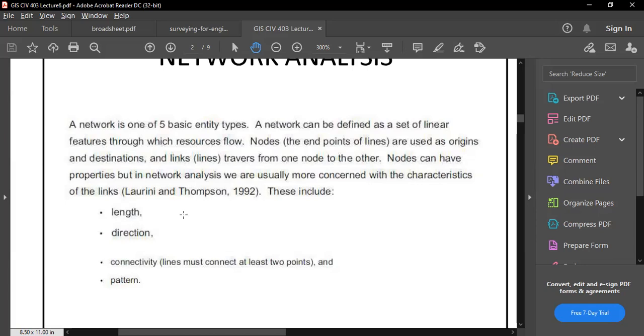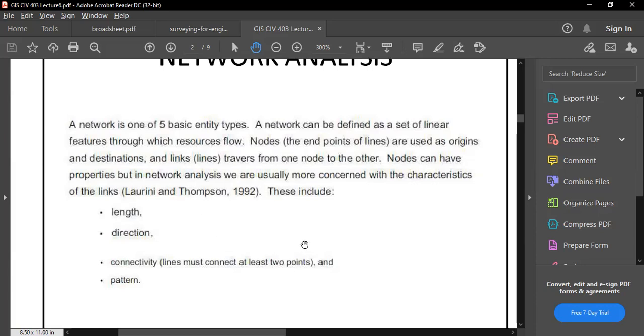So some of the attributes of the link, we already talked about speed restrictions and all that, but obviously basic length, the direction in which we can move. Are you okay? Connectivity. Are you okay? So lines must connect at least 2 points. I think we talked about that. And we can also look at patterns.